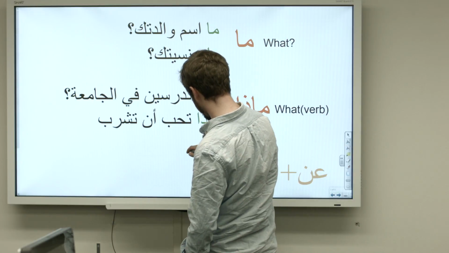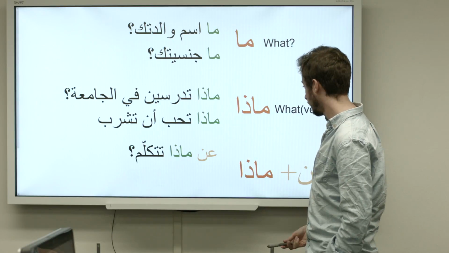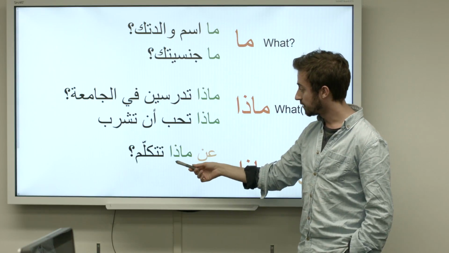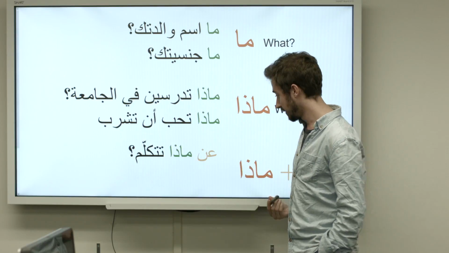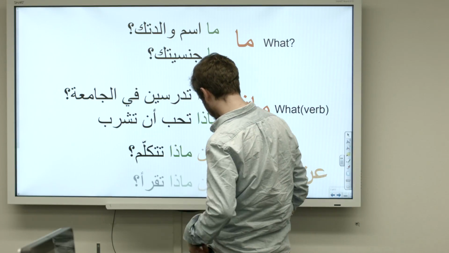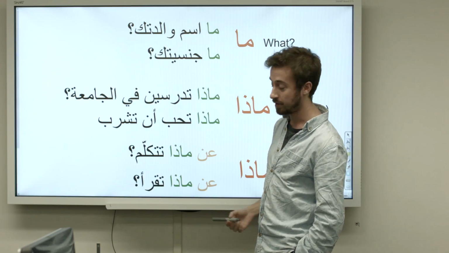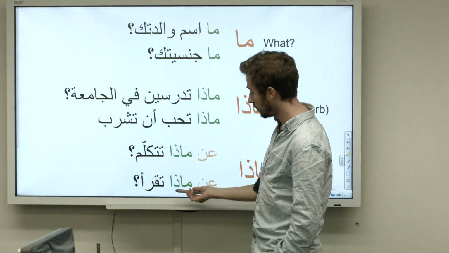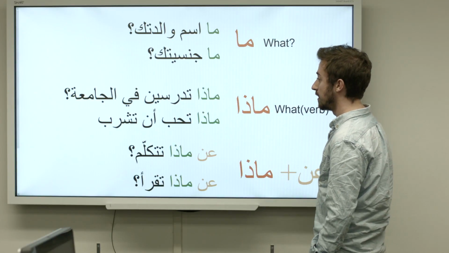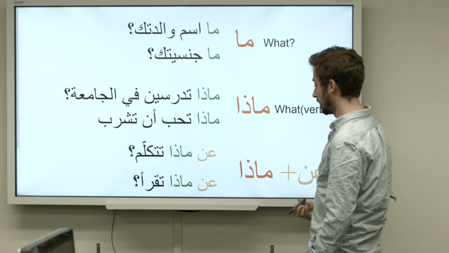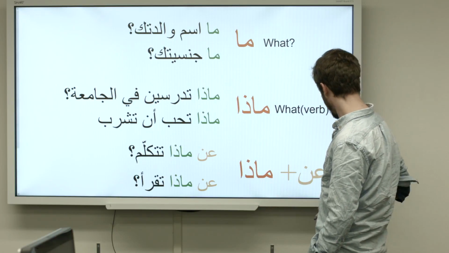So the structure looks like this. To say, what are you talking about? You say, an mada tatakallum, right? About what are you talking? Another example, real quick, is just what are you reading about? An mada تقرأ. So just try to memorize that structure, and there will be like a little sort of like quiz underneath this video that you can practice with.